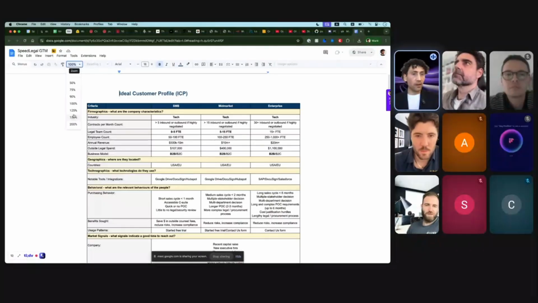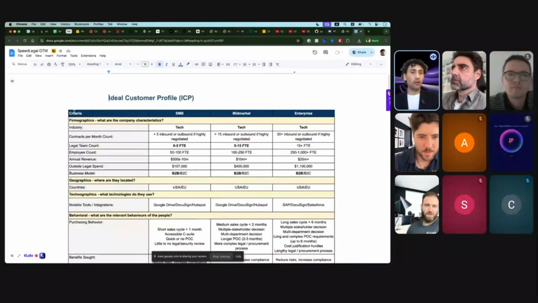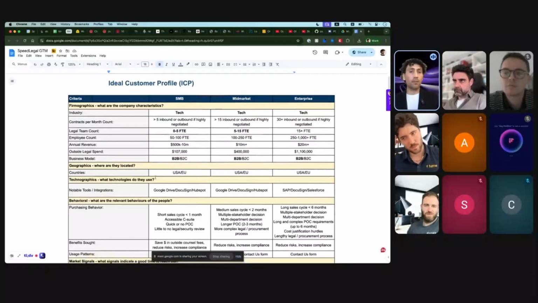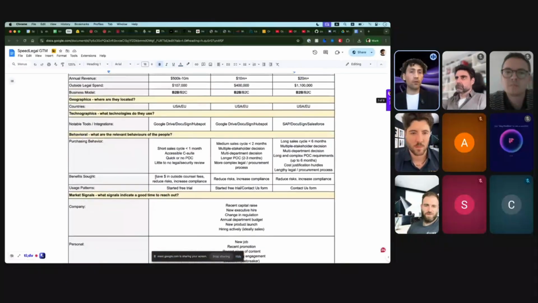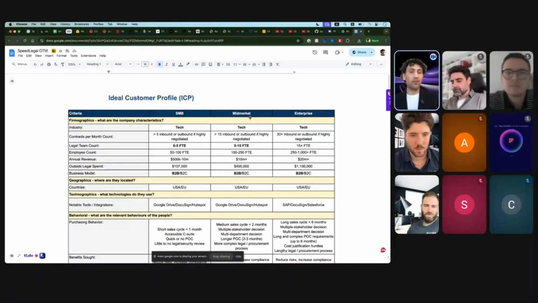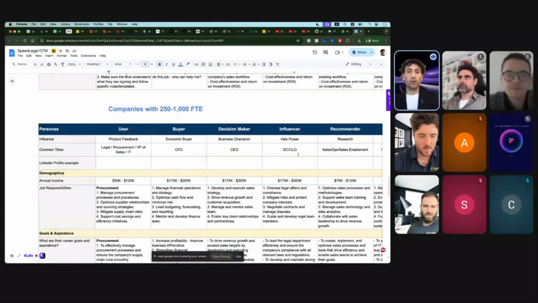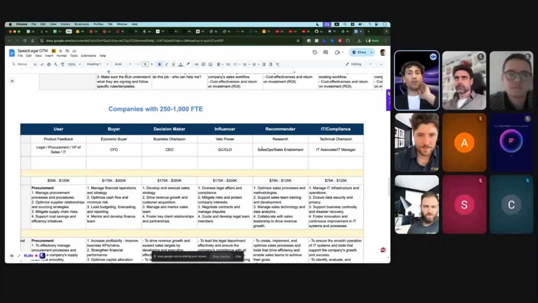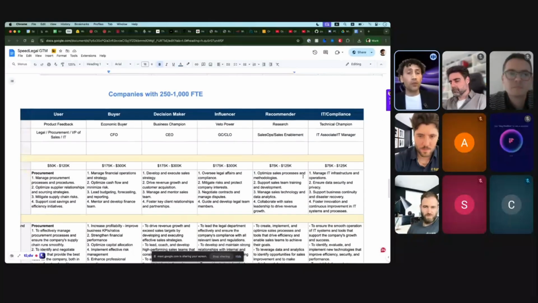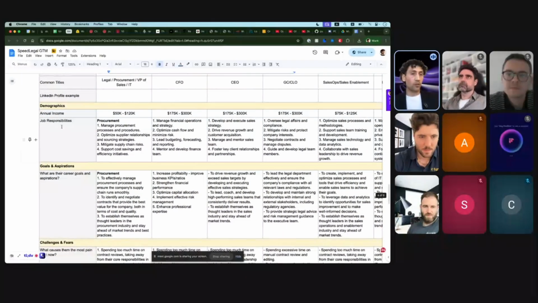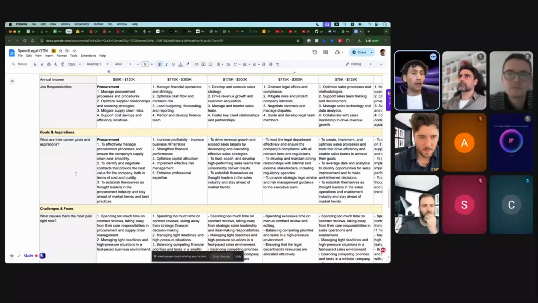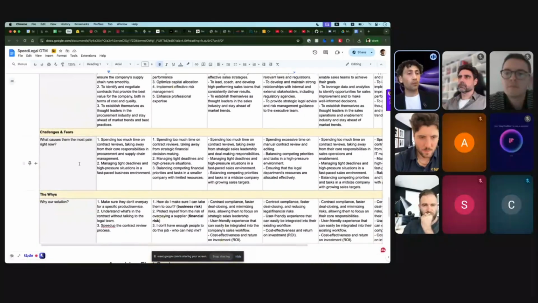So yes, I agree. At the same time, in order to get there, for a salesperson like Ricardo, like me, you need to understand the persona you're talking to. Once you define your ICP, your ideal customer profile, let's say you go after enterprise customers. With an enterprise customer, you need to skip directly to the bottom here, where you have so many people you need to talk to before making a deal. You have the user, the buyer, the decision maker, the influencer, the recommender, the IT compliance. Each of them has a job description. And of course, each of them has goals, aspirations. So that's what I'm talking about.